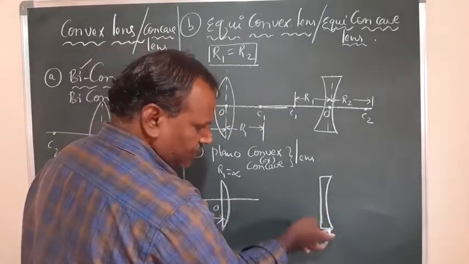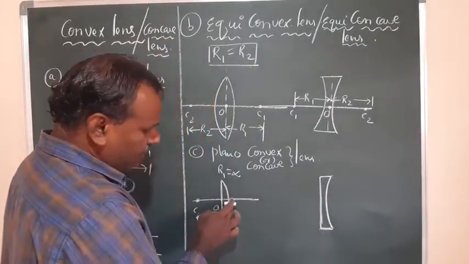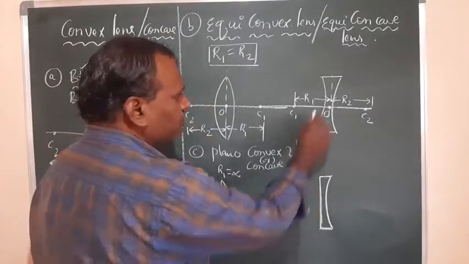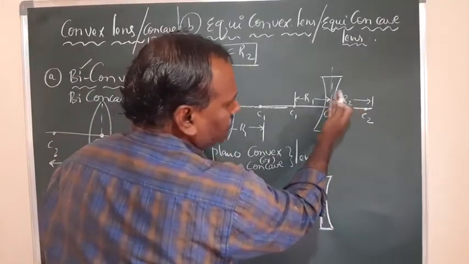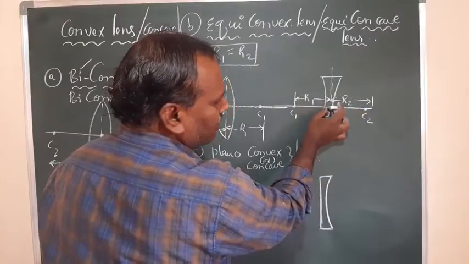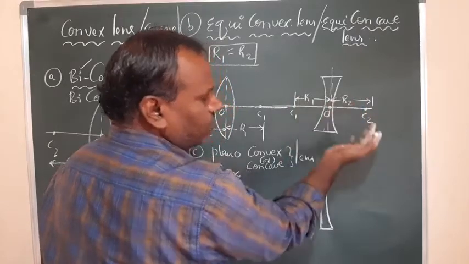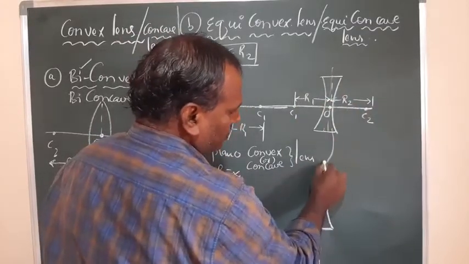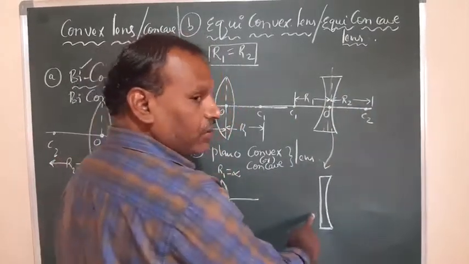Convex means it is outside. See here, this is an outside curve, but this is an inside curve. For the inside curve, you just make this into two halves, so this part and this part. So this is one plano-concave lens, and this is another plano-concave lens. This part is what I have drawn here. So this is called the plano-concave lens.